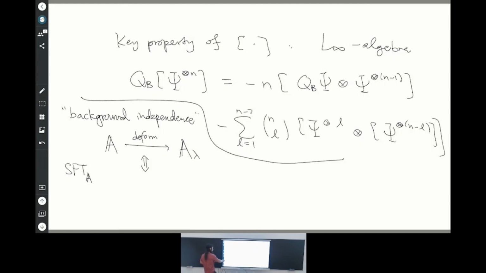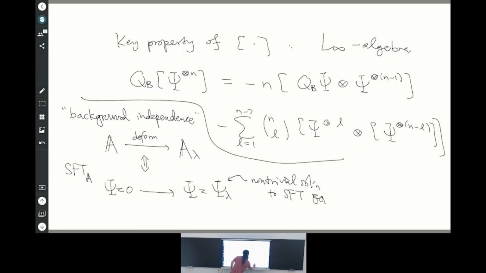So in that string field theory, the old background will be represented by the trivial string field psi equals 0. Whereas the new background is going to be represented by a non-trivial solution to the string field equation, which I denote by psi lambda. And I'll discuss how such a solution might be constructed. So the psi lambda is a non-trivial solution to the string field theory equation.